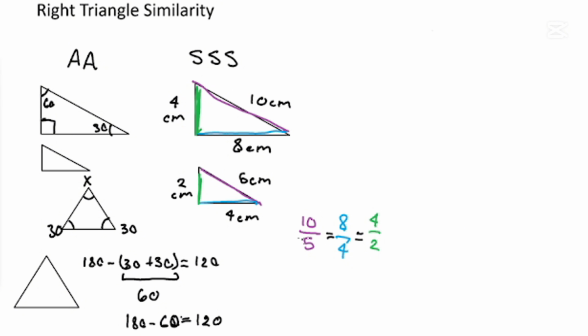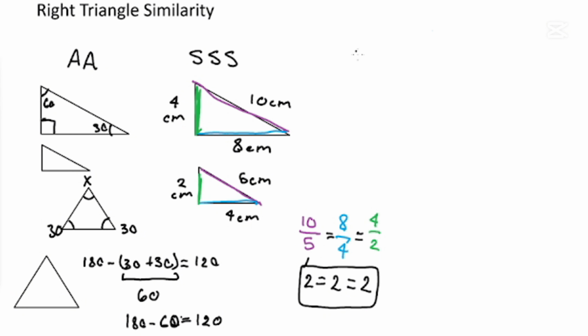But here's the funny thing. We know these are going to be proportionate because if we do the math, 10 divided by 5 is 2. 8 divided by 4 is 2. 4 divided by 2 is 2. And since these ratios are all equivalent, we know these are all proportionate, so this must be similar, because they're the same shape, but they're not the same size.